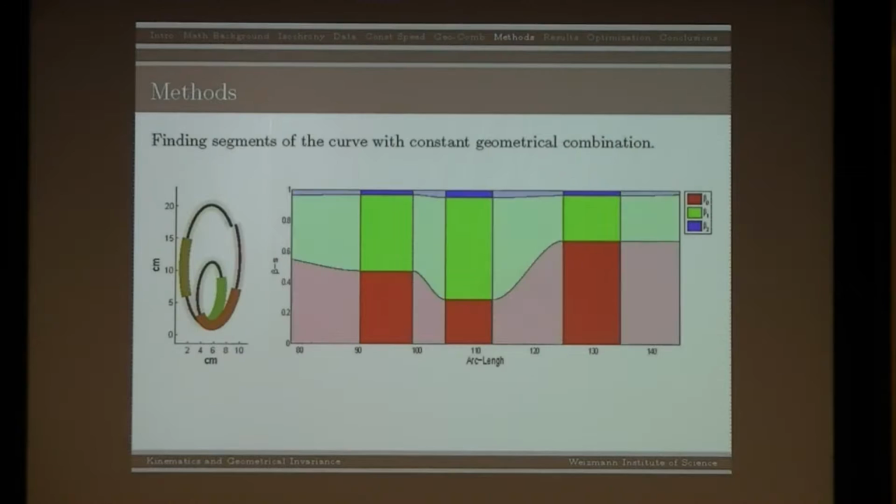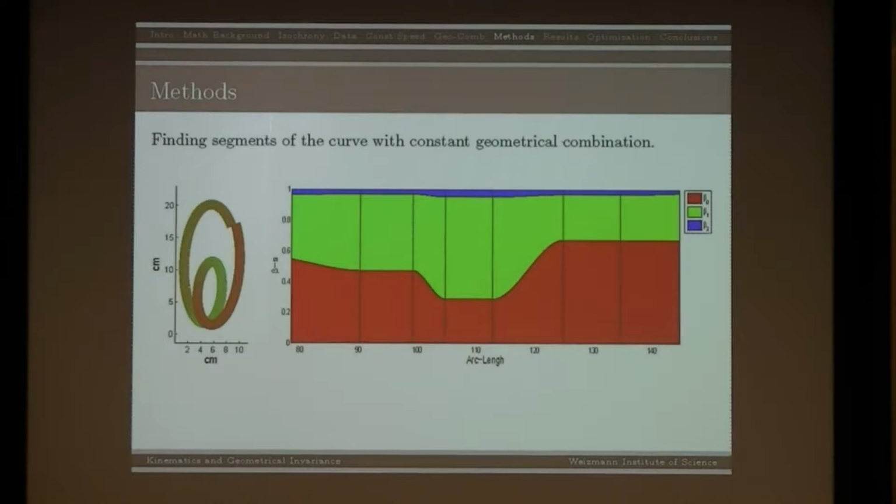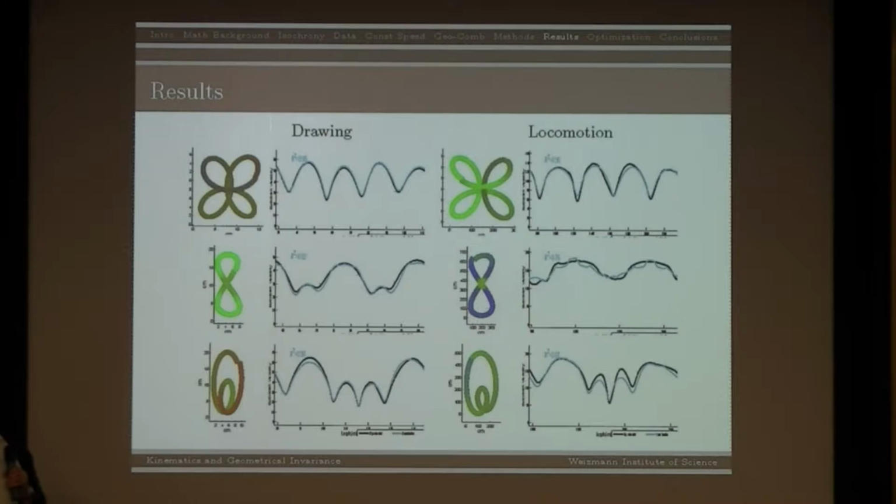And this is just showing what we do experimenting mathematically. We found that for drawing movement, for example, you have a combination of the red, which is affine geometry, and green, which is equiaffine, and blue is Euclidean. So you don't need Euclidean geometry for drawing. And for locomotion, we found the opposite, that the combination of equiaffine and Euclidean gives us a good model of the behavior. That's the same trajectory with locomotion.